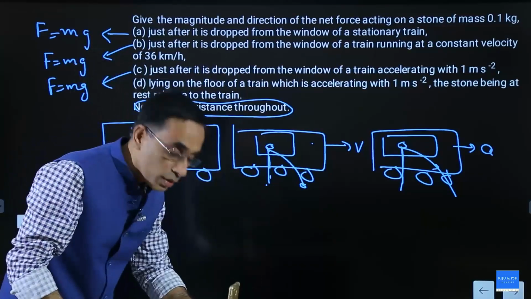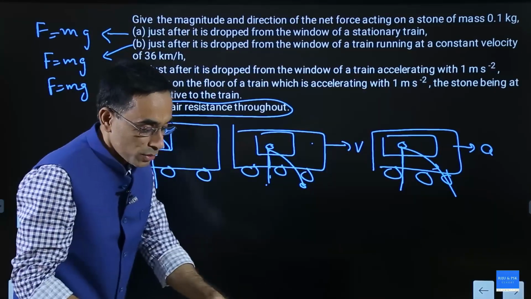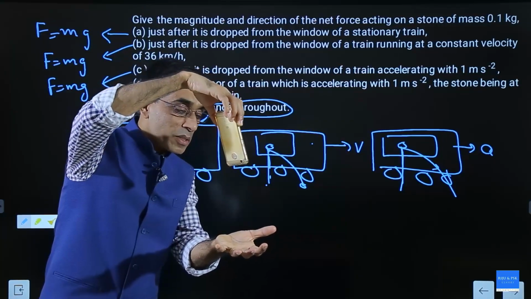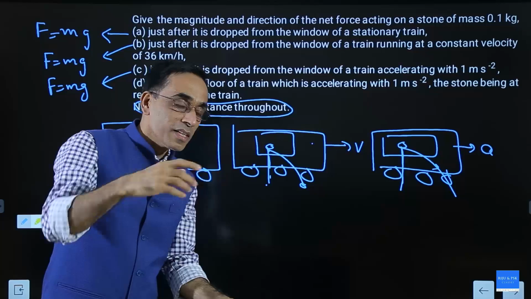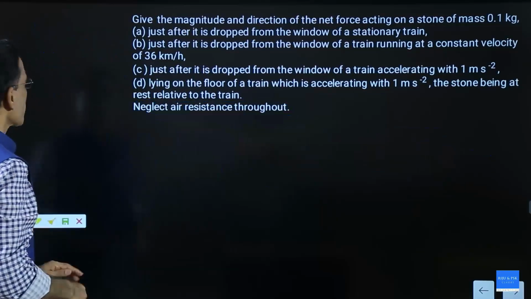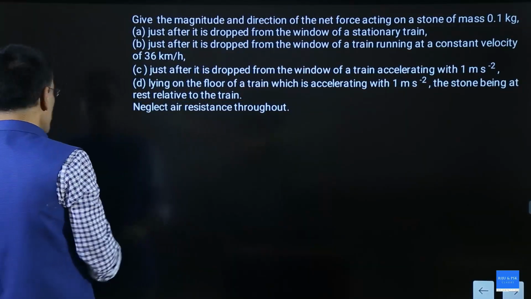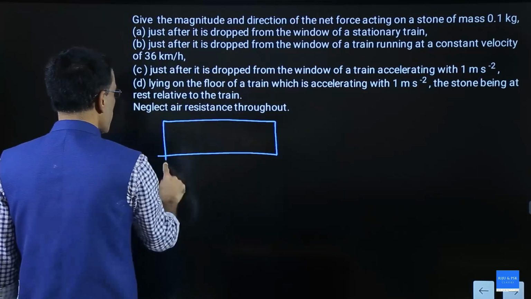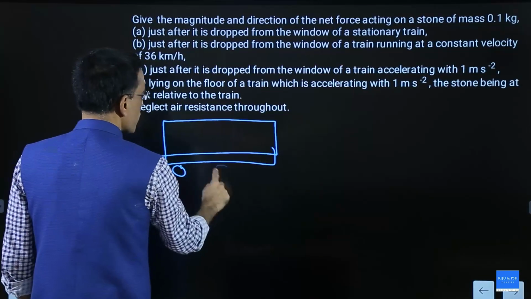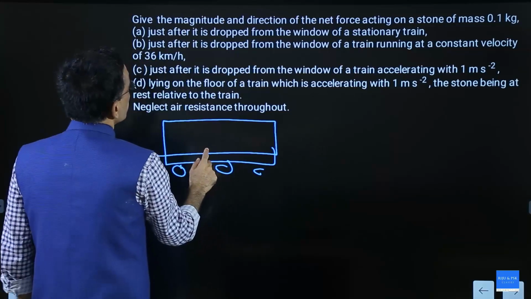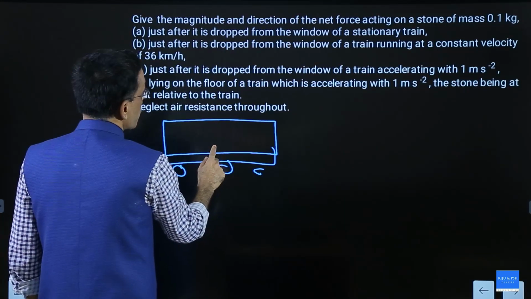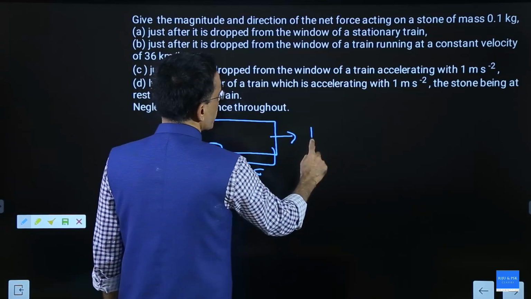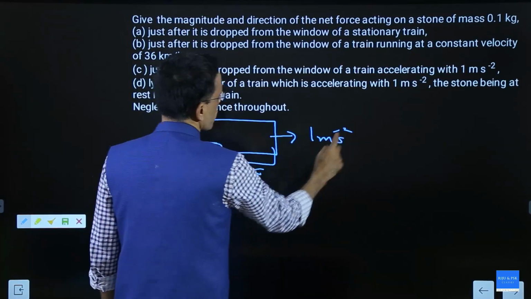But when it hits the ground, there is a force from the ground. That's why I was so carefully holding my hand here, because if it falls on the ground, it can be dangerous. Last thing, a stone lying on the floor of a train which is accelerating. So this is the train, this is the floor, and the stone is lying on this train, and the train is accelerating at 1 meter per second square.